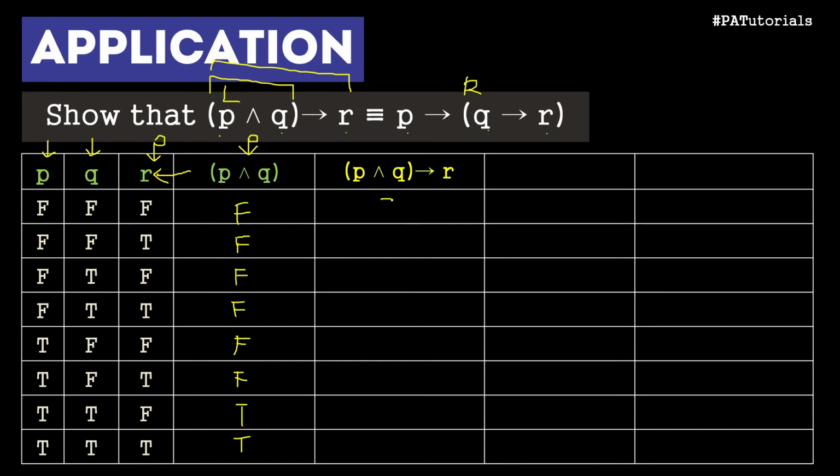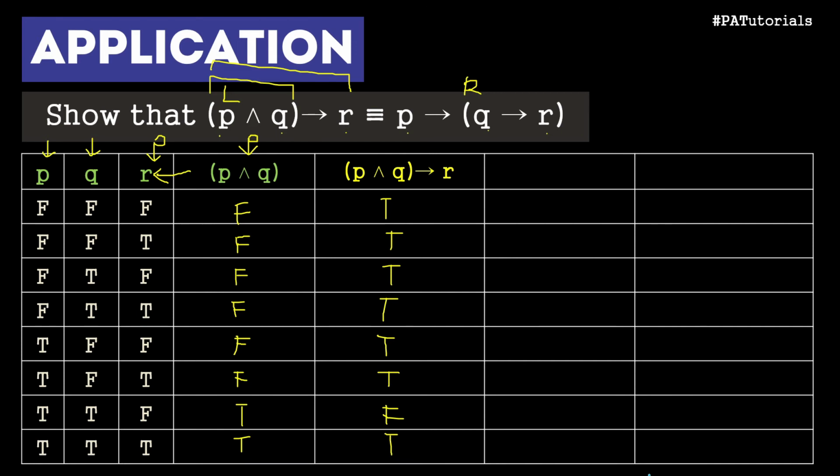So, false implies false, that would be true. False implies true, that would be true. False implies false, that would be true. False implies true, that would be true. False implies false, true again. Then true implies false, that would be false. And then true implies true, that would be true.